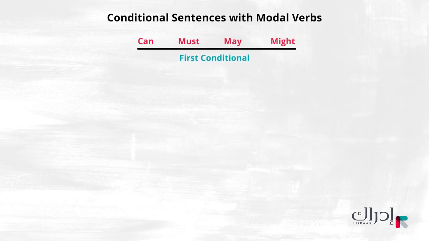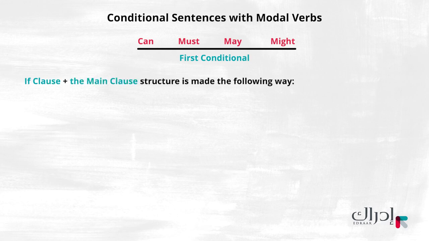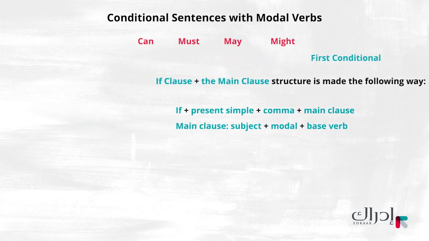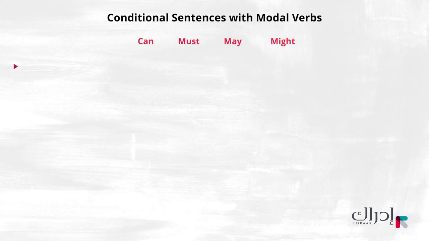Consider the structure. The if clause followed by the main clause is made the following way. If, followed by the present simple, followed by a comma, and then add the main clause, which is the subject, followed by a modal, followed by a base verb. Now look at the example. If there is bad traffic, I might stay at home.